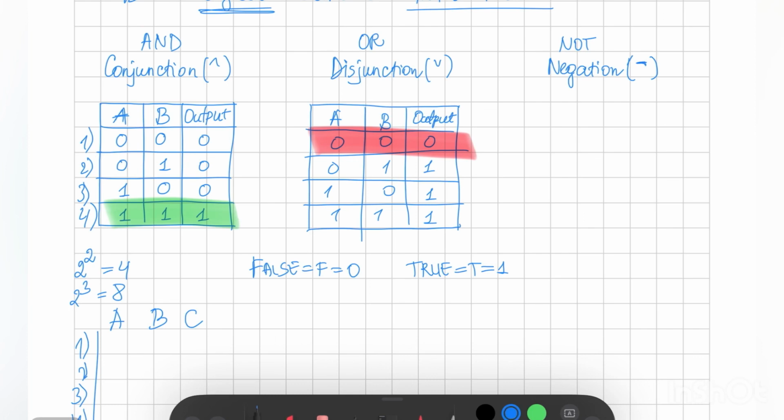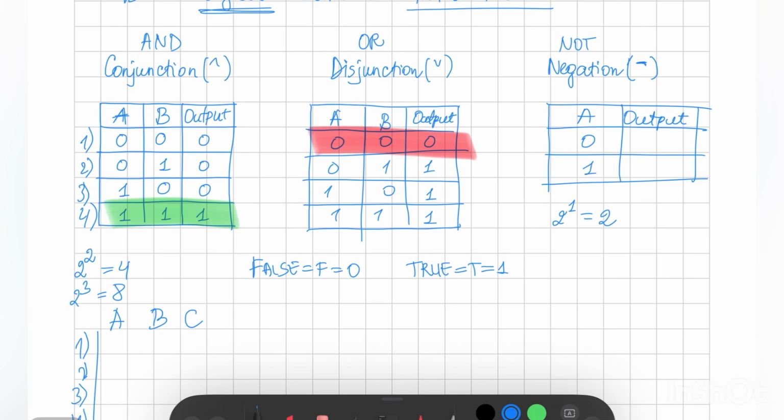And in negation or NOT, we'll have only one input and one output. Like A is input and we have output. We have only one input, so 2 to the power of 1 is 2. We have 2 variants, false or true. Not false means true, right? If it is not false, then it is true. Not true means false. So negation just changes the value, 0 to 1, 1 to 0.